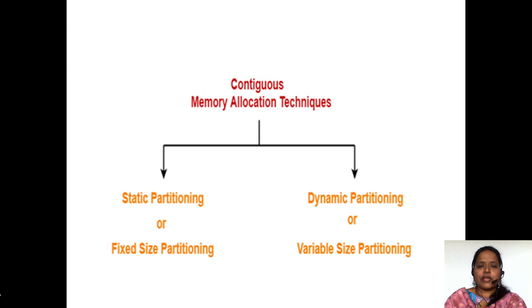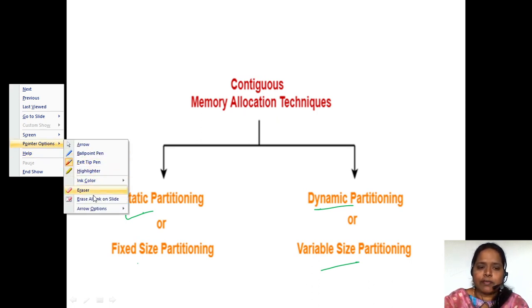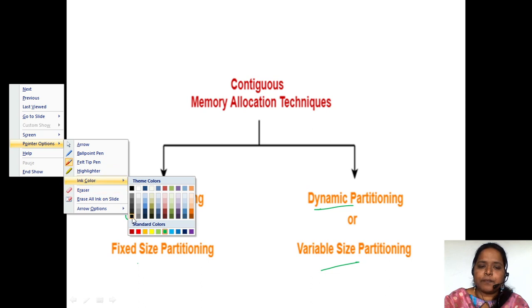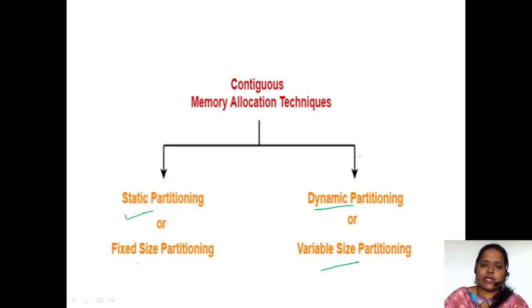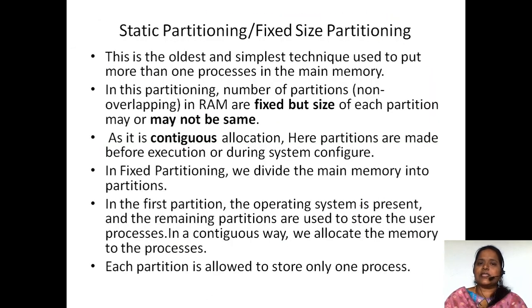We are going to have two types: static partitioning, which we can also call fixed partitioning, or dynamic partitioning, which we can call variable partitioning. So static or fixed, dynamic or variable. These are the two memory allocation techniques we are going to see. The first one is static partitioning, or fixed sized partitioning.